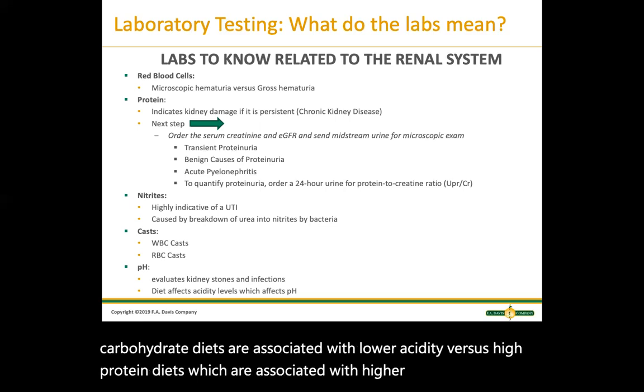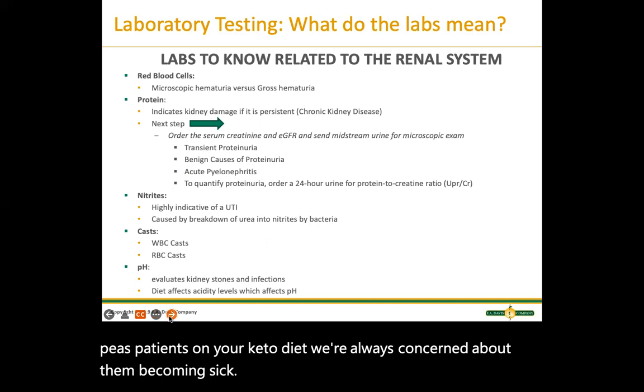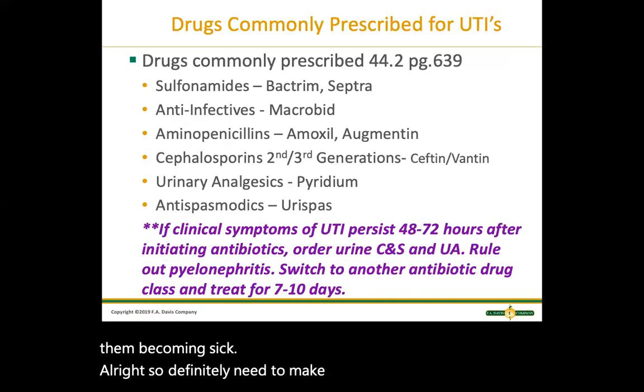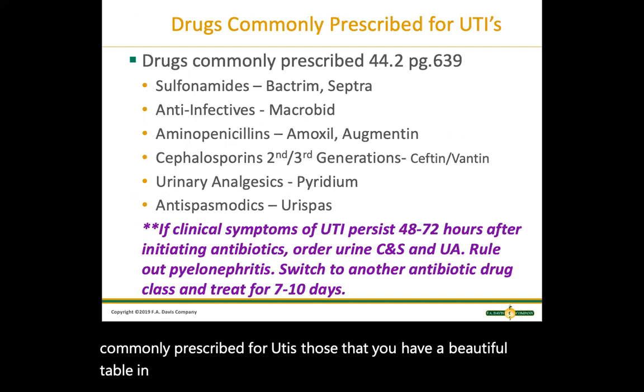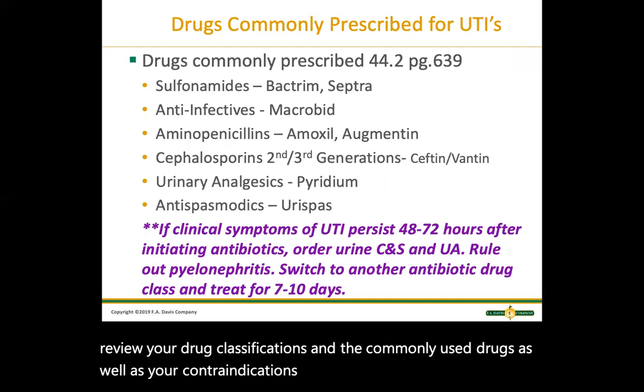So those patients on your keto diet, we're always concerned about them becoming acidic. All right, so definitely need to make sure we review the drugs commonly prescribed for UTIs. Those that you have a beautiful table in your textbook on page 639 in table 44.2. Make sure you review your drug classifications and the commonly used drugs, as well as your contraindications and your special considerations and instructions. All right.